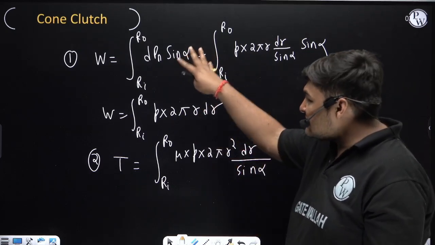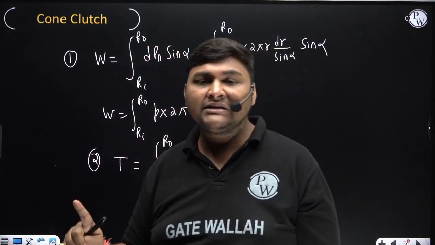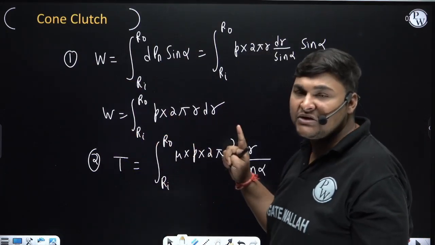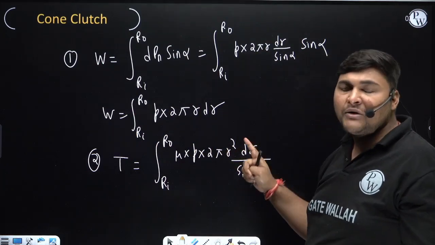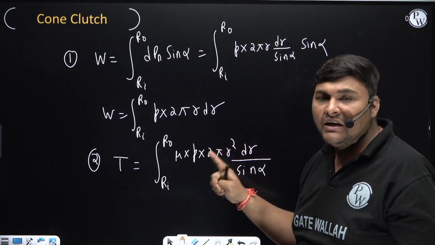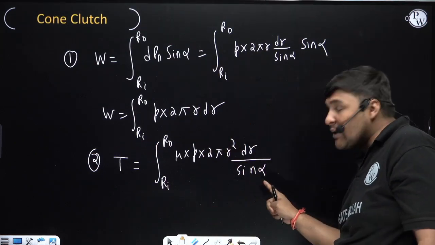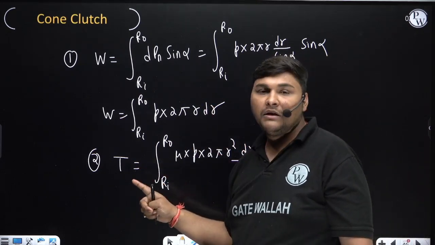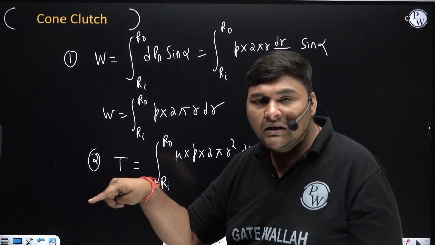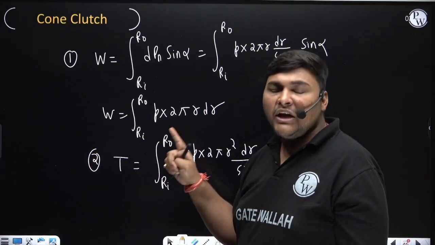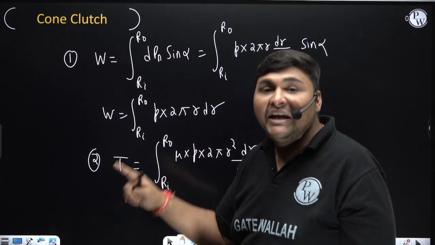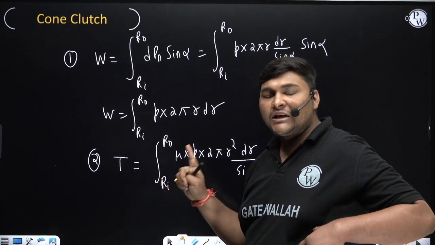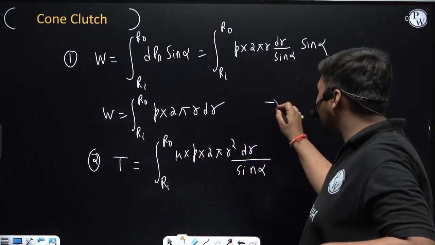So if we compare this formula with the plate clutch, can I say the expression of W is the same as the plate clutch? And whatever the expression of torque transmitted for the plate clutch, in that expression we need to multiply 1 upon sin alpha to find the expression of torque transmitted by the cone clutch. Means the expression of W is the same as the plate clutch, and the expression of torque is equal to the expression of torque for the plate clutch into 1 upon sin alpha. Can I say this is the conclusion for the cone clutch? The expression of W is the same as the plate clutch.